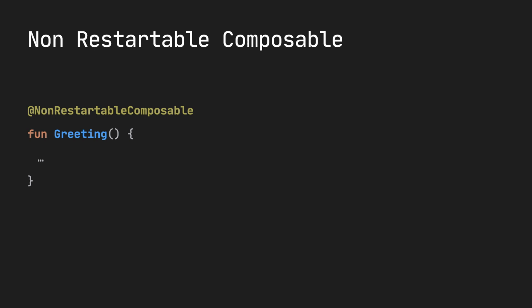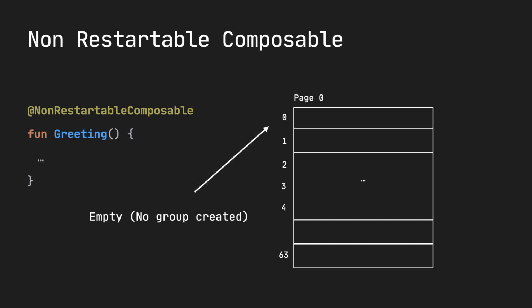So underneath the hood in the compiler plugin, what it does is that it won't transform the parameters and give a composer to it. It won't do that. So what that ultimately will do is that there won't be, in conclusion, any groups created in the slot table if it had that annotation. So that's something to know.